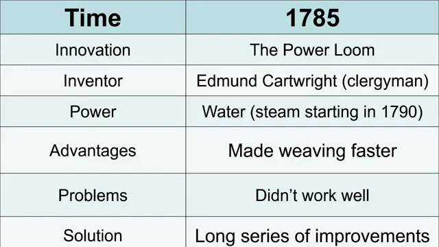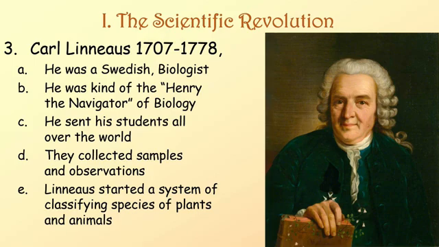In 1785, you had a new innovation to try to solve that problem, and that was the power loom. Its inventor was Edmund Cartwright, a clergyman, not a trained engineer. Its power source was at first water, then steam started being used around 1790. Its advantage was that it made the weaving faster. The problem was that it didn't work very well. And so the solution to the problem of the power loom was a long series of improvements, one after another. And here you've got the power loom.